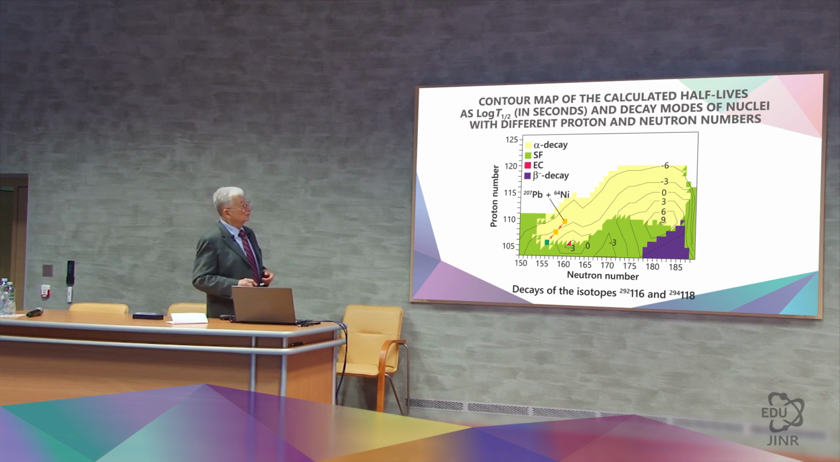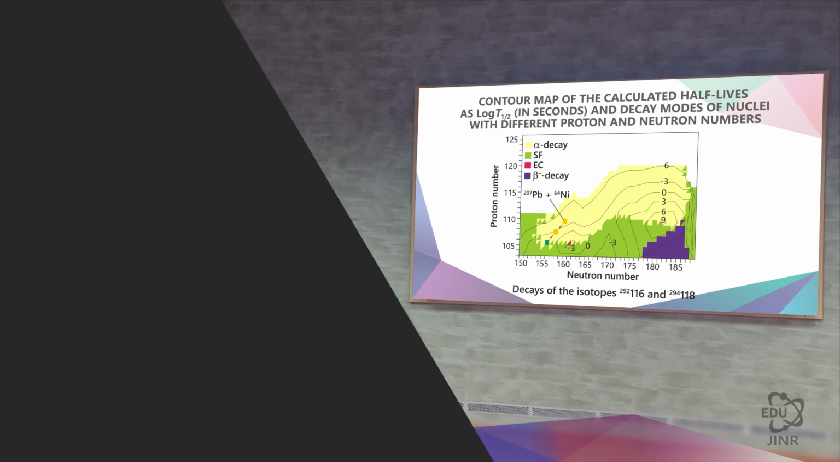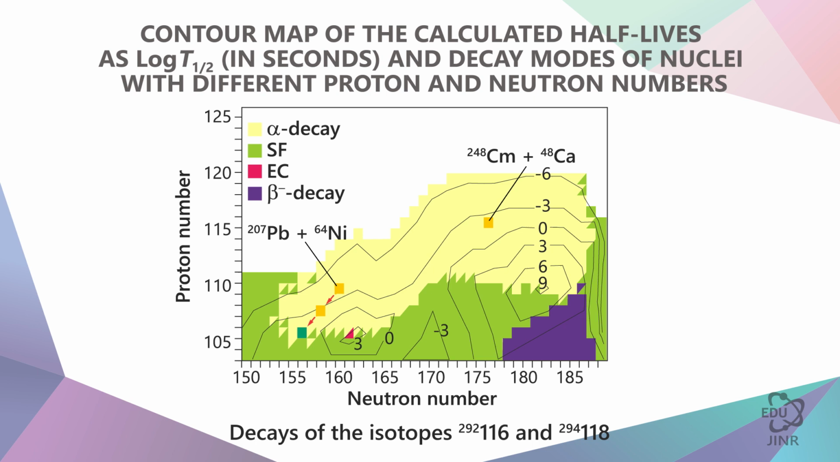The yellow zone on the contour map is the zone of alpha decay, while the green zone indicates spontaneous fission. The lines indicate the half-lives in seconds. We will irradiate curium with calcium-48. We are here. In the yellow field, alpha decay takes place twice, after which the third alpha decay touches the green zone for spontaneous fission.